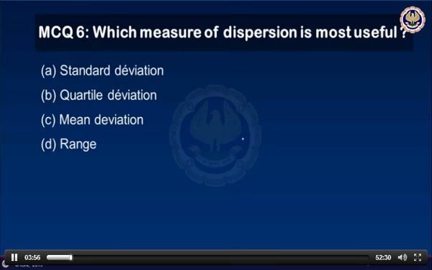MCQ 6. Which measure of dispersion is most useful? Standard deviation, quartile deviation, mean deviation, range. Standard deviation is the measure of dispersion that is very much useful in statistics. So A, standard deviation, is the answer.